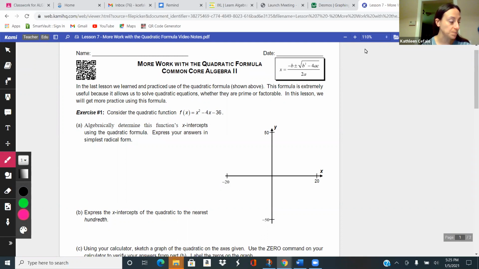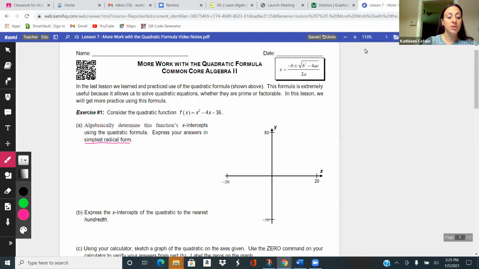relates to the graphs. So we are first going to consider the quadratic function. We have x squared minus 4x minus 36, and we're going to algebraically determine the function's x-intercepts. So x-intercepts are where it would cross the x-axis, which would mean the function itself would equal 0, or your y values would equal 0. So we are going to do this because it's saying express this in simplest radical form. We may think maybe I could factor. This phrase right here, simplest radical form, would probably give me the clue to think, let's use the quadratic formula.